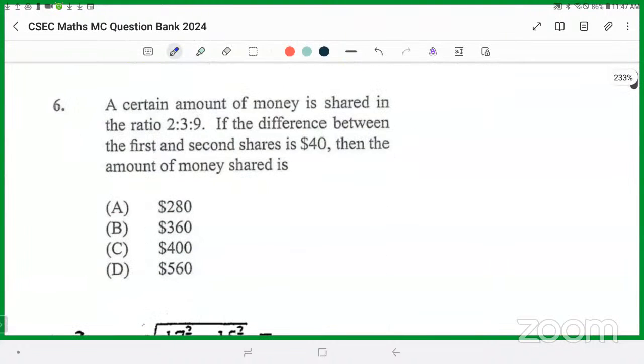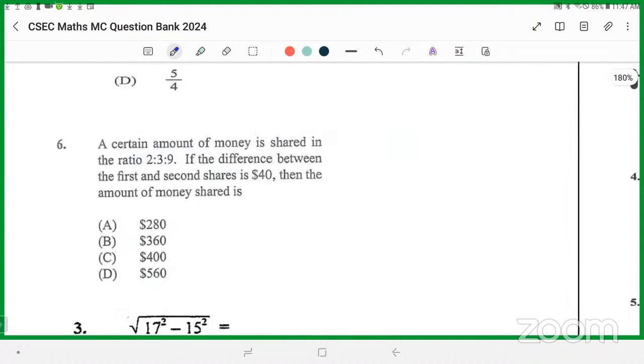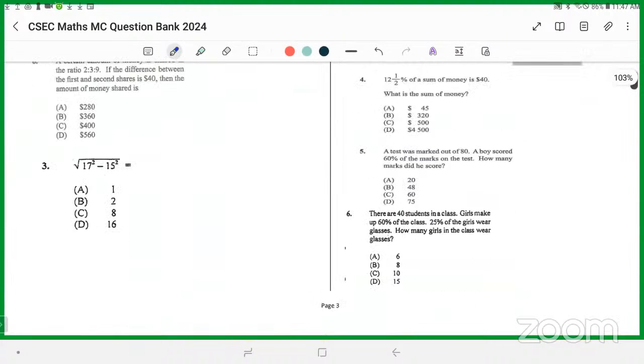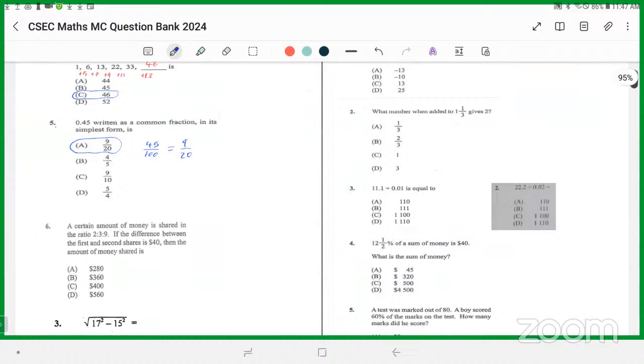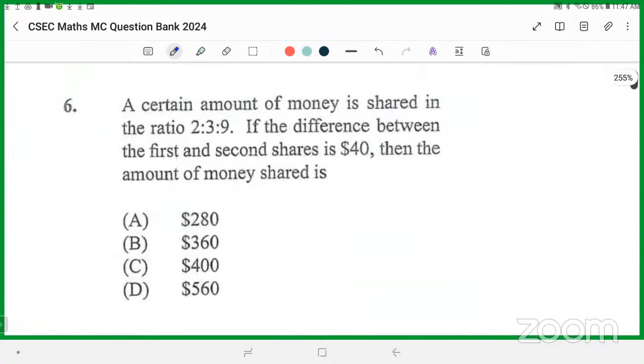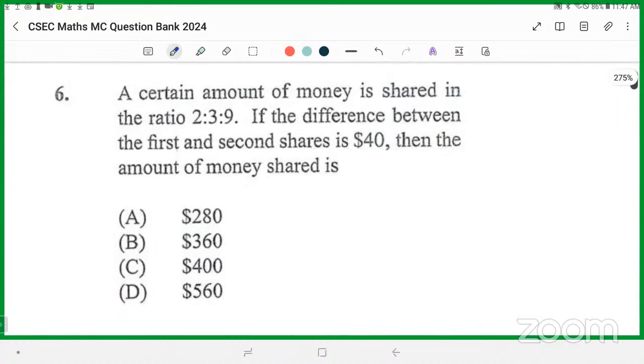Next one. All right. So this one says a certain amount of money. I think there's another question like this somewhere else in the document. I didn't get a chance to bring it up here beside it. But a certain amount of money is shared in the ratio 2 to 3 to 9. If the difference between the first and the second share is 40, what is the amount of money shared?